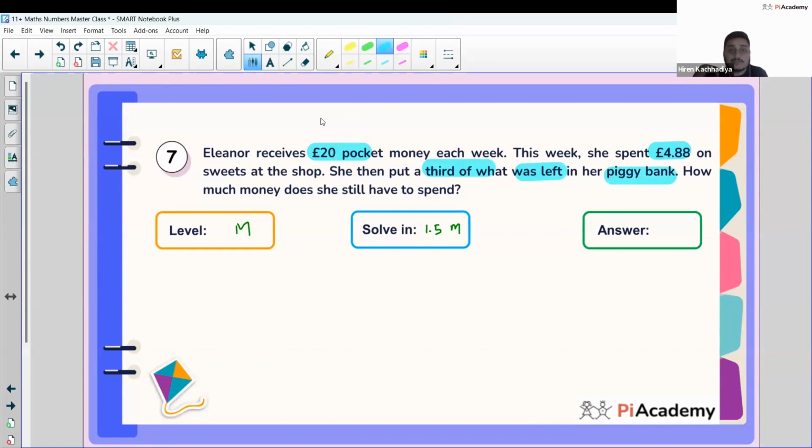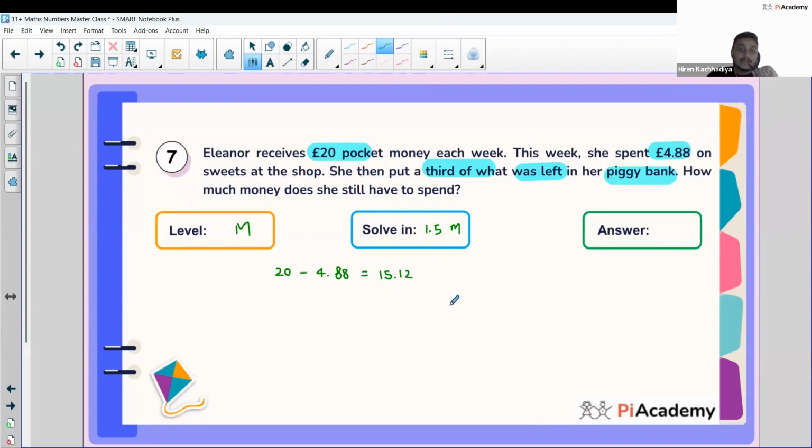So initially you have the 20 and she spent 4.88, right? So you have to take this amount and then subtract 4.88. After subtracting, how much are we going to get? You can consider this one as a 5 for easy calculation. So you will get 15, right? And I have added a surplus of 12 pence, so I need to add that back ultimately. So it's 15.12, okay?